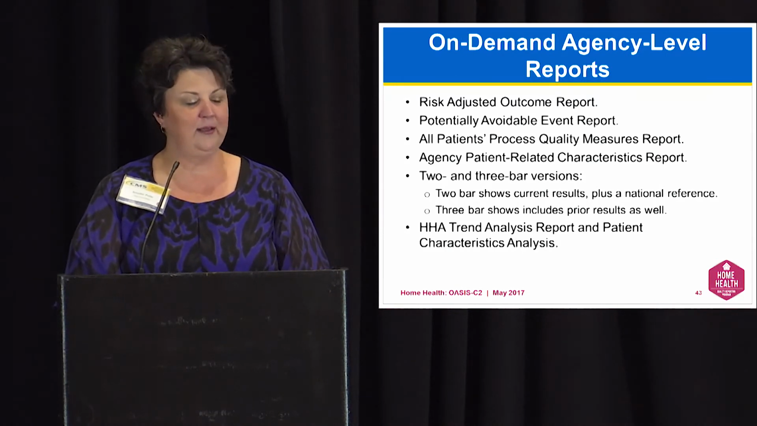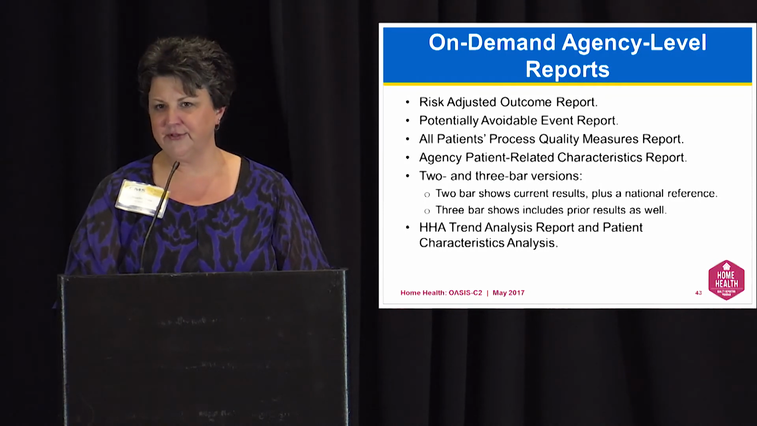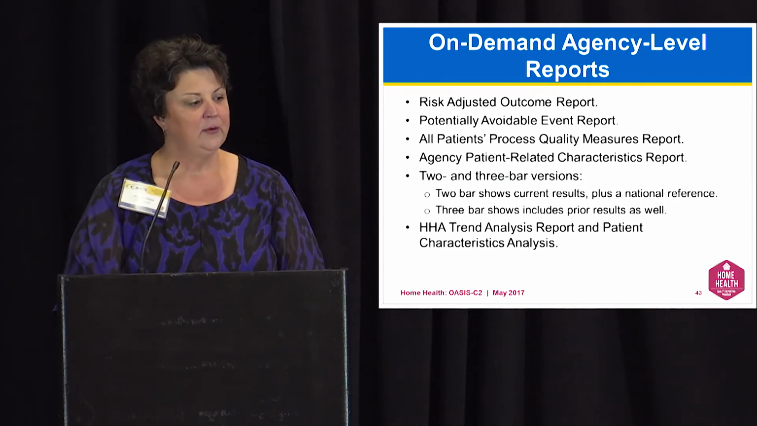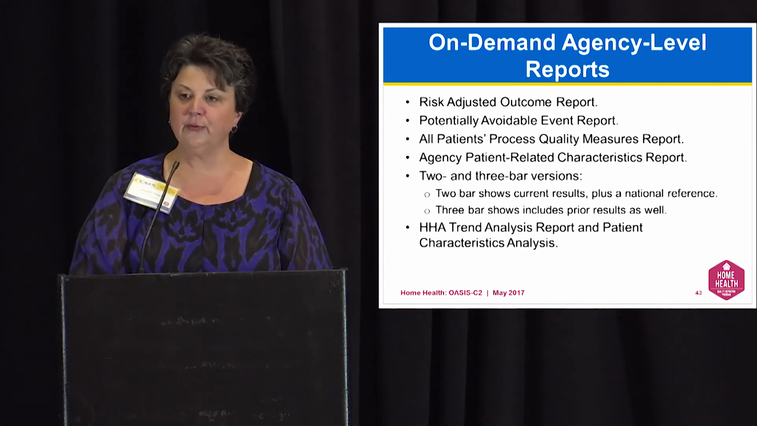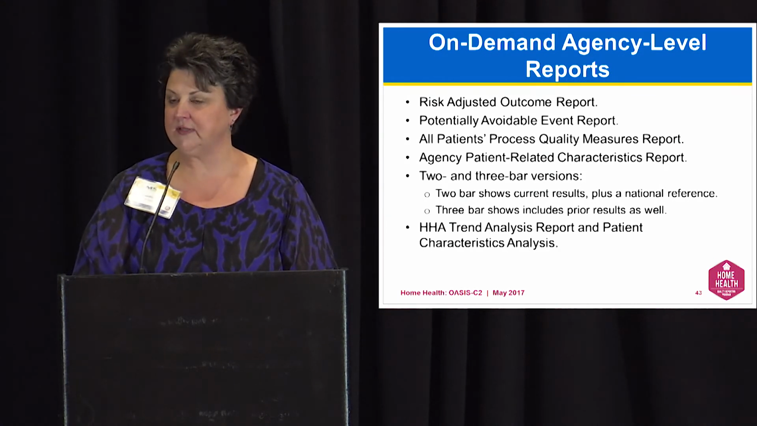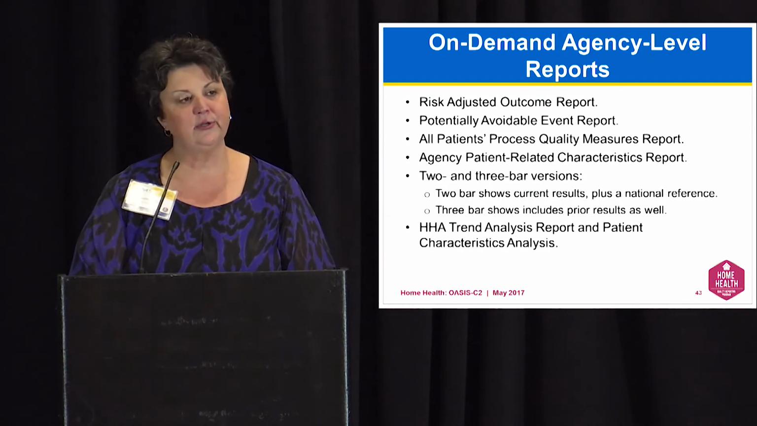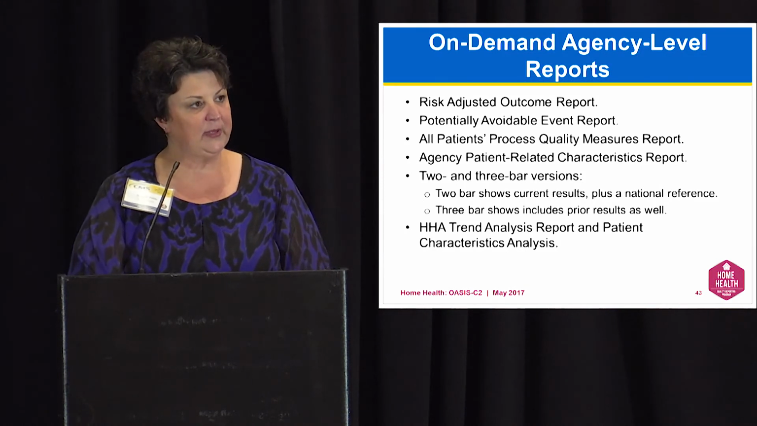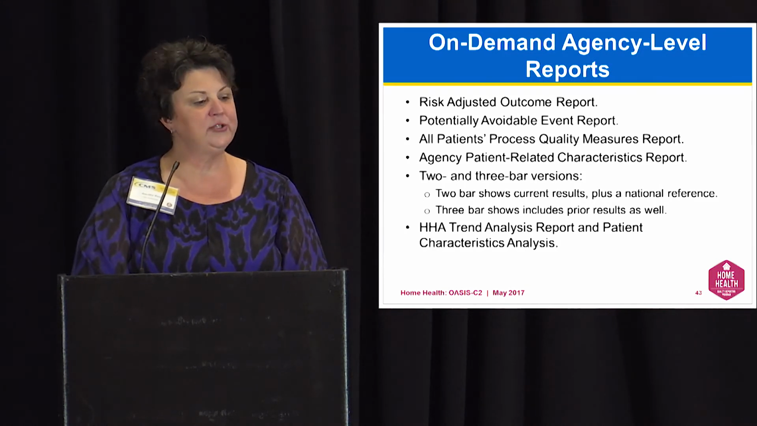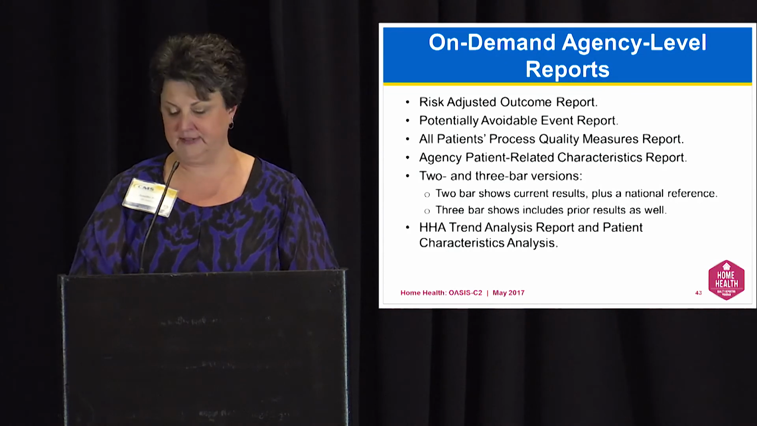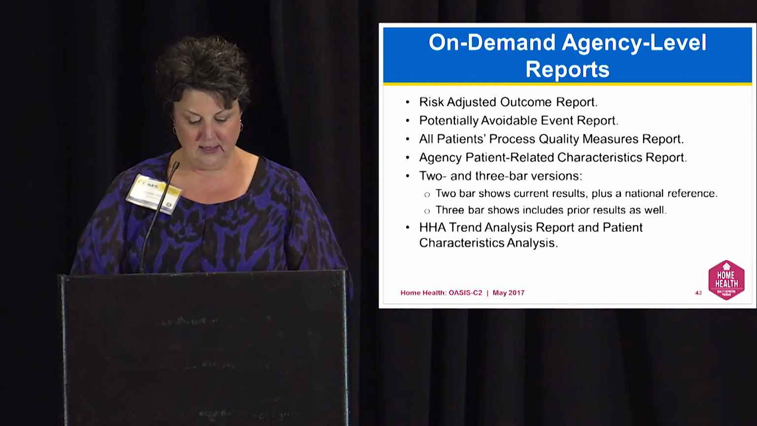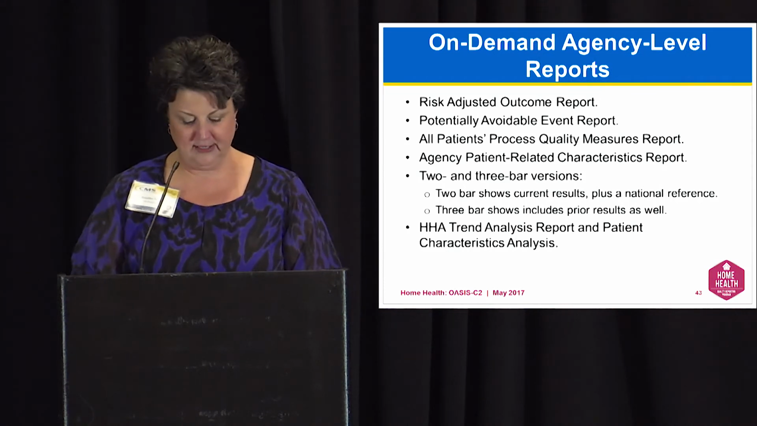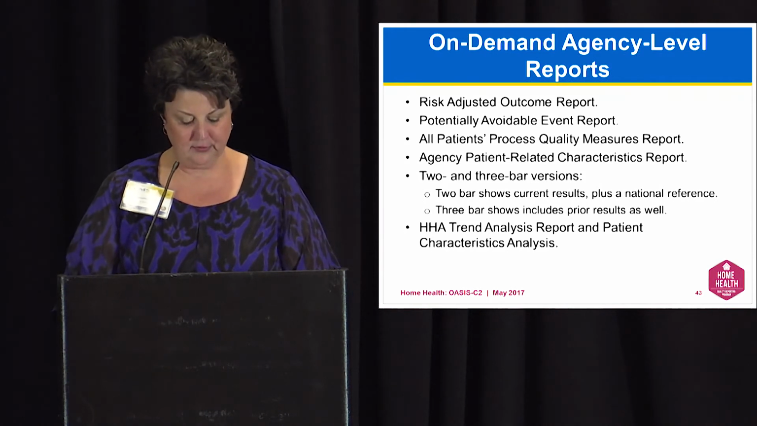And you might be saying, what is the 2 and 3-bar version? What does that exactly mean? Well, the 2-bar version shows your current results plus a national reference, and then the 3-bar version includes those 2 bits of information as well as the information for a prior period of time. And I'll point out exactly where those all fit as we begin to look through the reports.